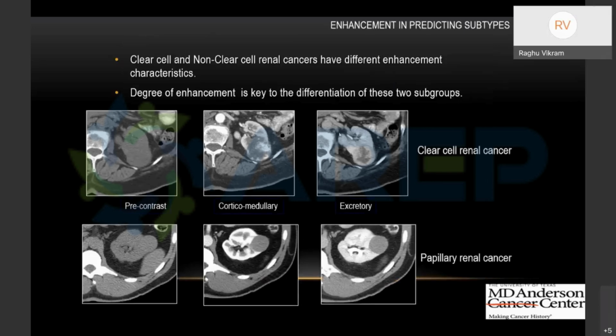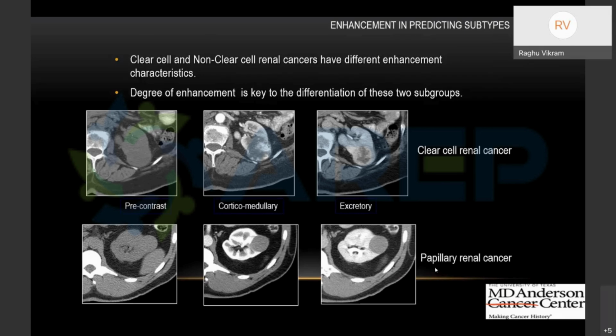Now, there are also different types of enhancement in the sense of what is the degree of enhancement. You look at it, this is a pre-contrast study, this is a corticomedullary, and this is an excretory. It's the same panel I'm using. In the corticomedullary phase, you can see that the cortex enhances a lot. The clear cell renal cell carcinoma, the maximum sites of enhancement, enhances almost to the same degree as the cortex or more.